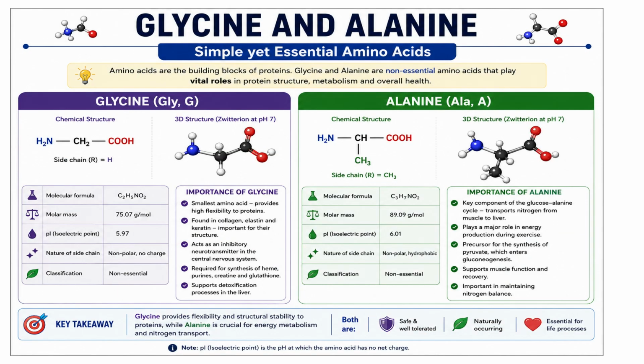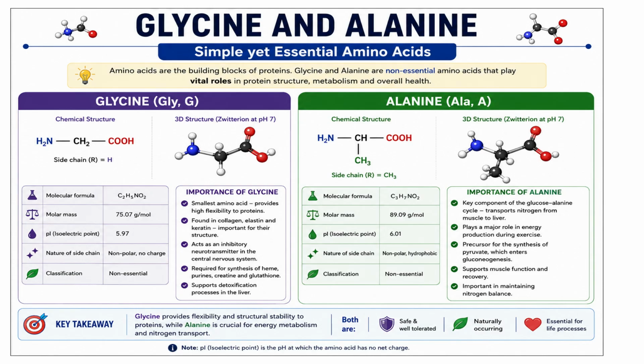Glycine and alanine. Explanation. Glycine and alanine are two non-essential amino acids, meaning the human body can synthesize them. Both are important components of proteins and participate in several metabolic processes. Glycine is the smallest amino acid, with hydrogen as its side chain, R equals H. Because of its small size and flexibility, glycine allows proteins to adopt tight turns and flexible regions.